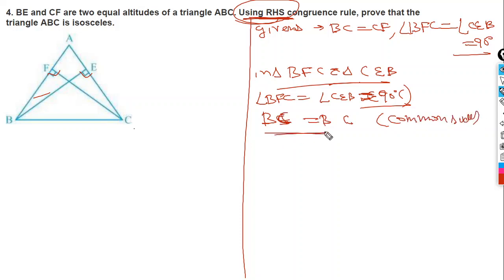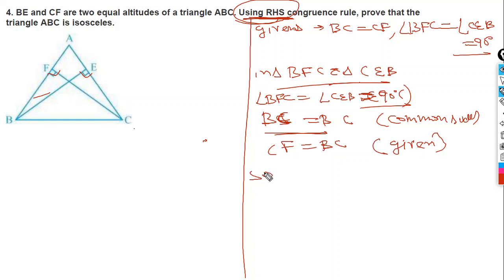So this is the hypotenuse. Now we need another side. Side BE and side CF are same. Okay? So first we are taking this side, so we can write CF equal to BE, it is given.